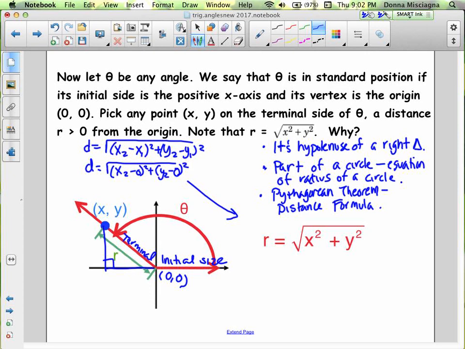Right? And if you remember, it's part of the circle equation for the radius of the circle. That's how we got the radius. Pythagorean theorem and distance formula. And it's a hypotenuse of a right triangle. All right, so let's take a look at how we do these.